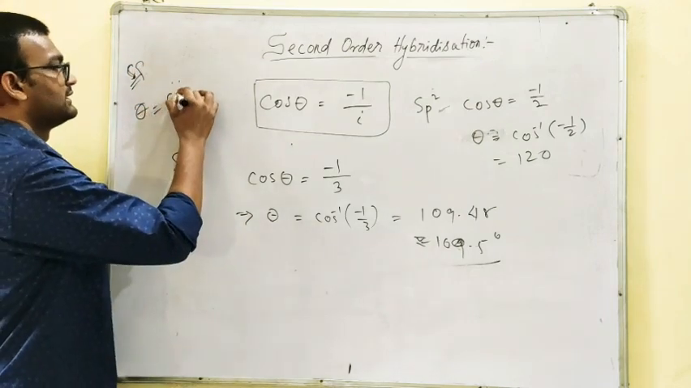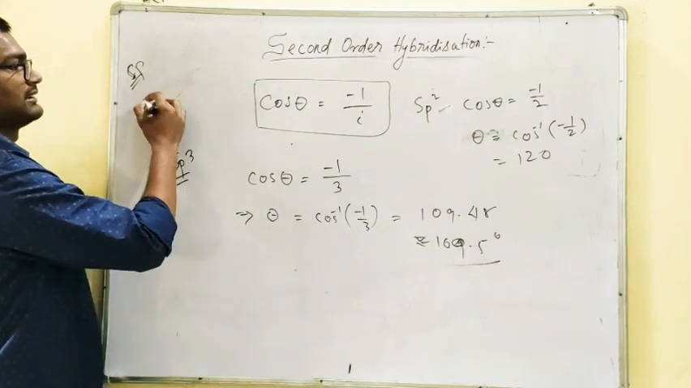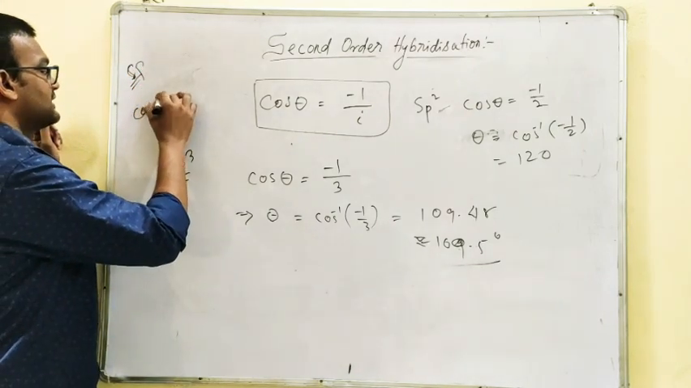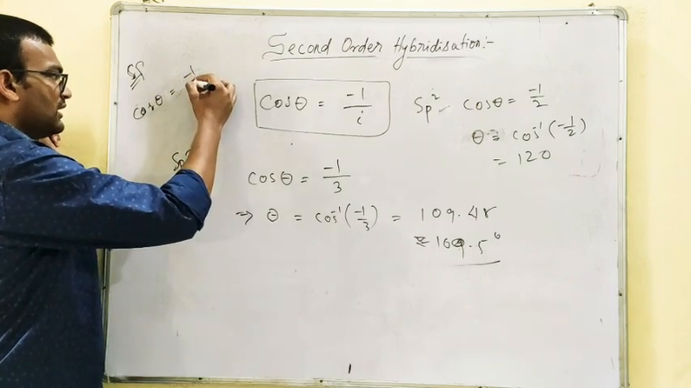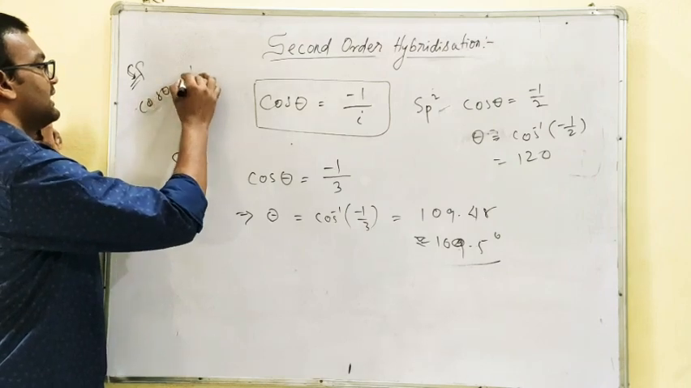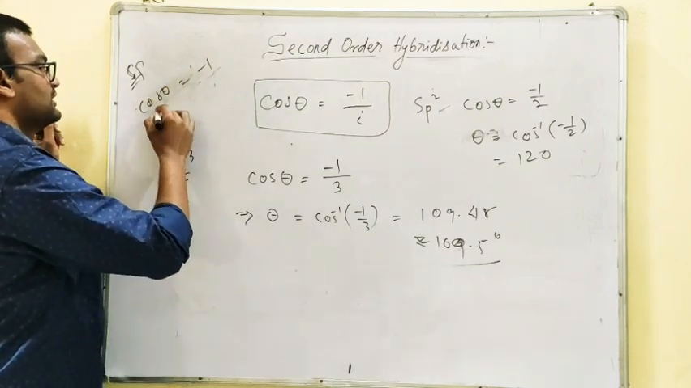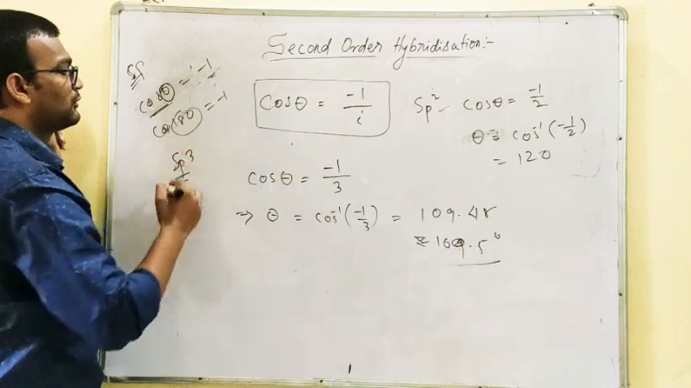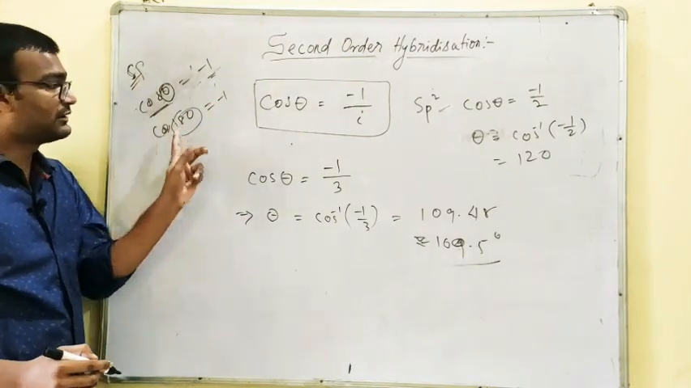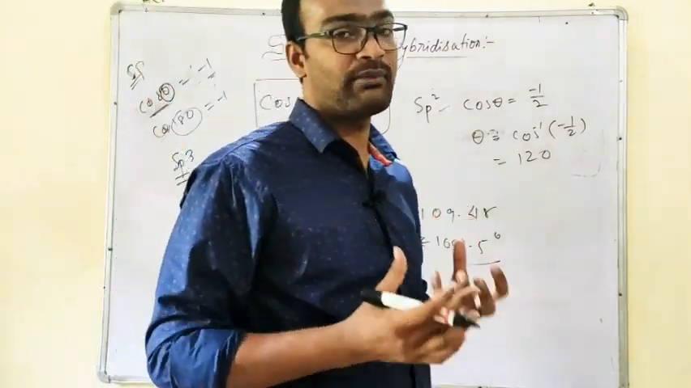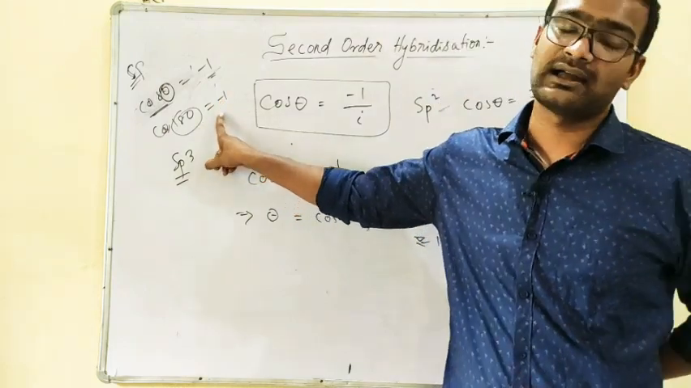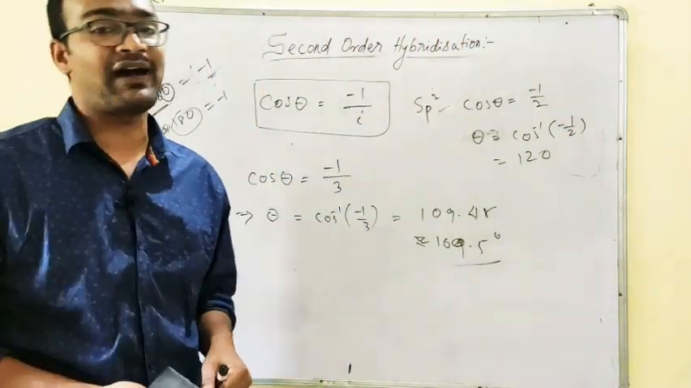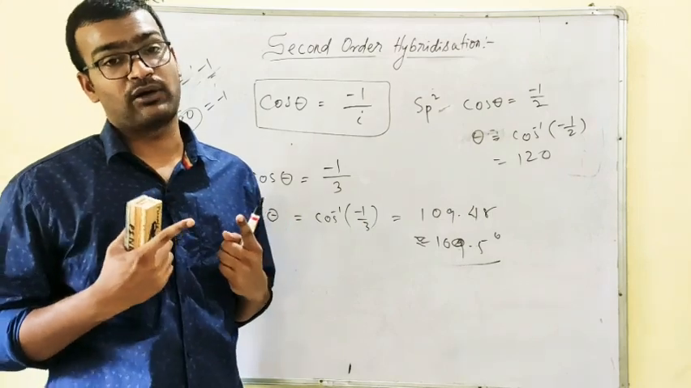For sp also you can find out the angle. Theta is cos inverse, and you can find it very easily; we do not need any calculator for sp. So cos theta is equal to minus 1 by 1, which is equal to minus 1. For what value of theta is cos theta equal to minus 1? We know cos 180 is equal to minus 1, so theta is equal to 180, and we know the bond angle for sp hybrid orbitals is 180. So once I know the hybridization index, I can find the exact bond angle. That means once I know what type of hybridization it is, I can easily find the bond angle between two hybrid orbitals.